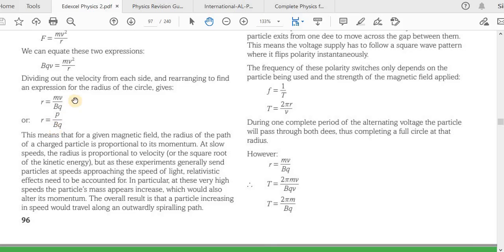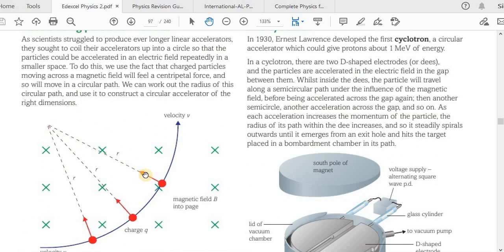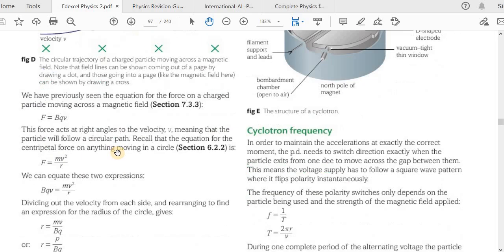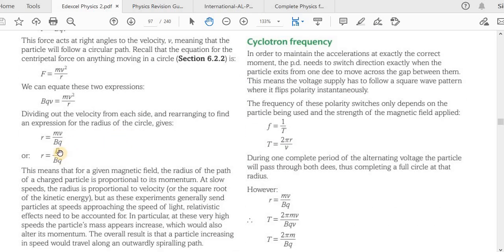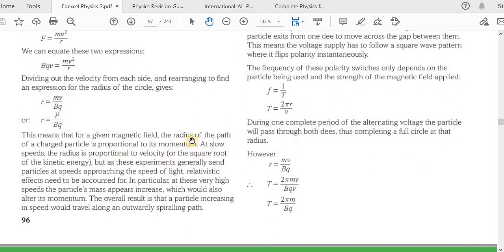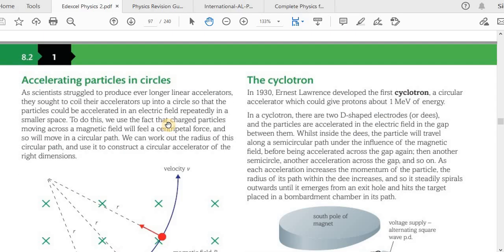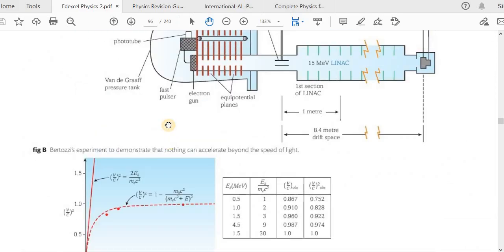Then the radius of the circular path, here you can see r, it's labeled, is proportional to the momentum. Now momentum depends on the speed. If we say the mass of the charged particle is constant, then the faster it moves, the greater is the radius. The radius of the path of a charged particle is proportional to momentum. At slow speeds, the radius is proportional to the velocity.